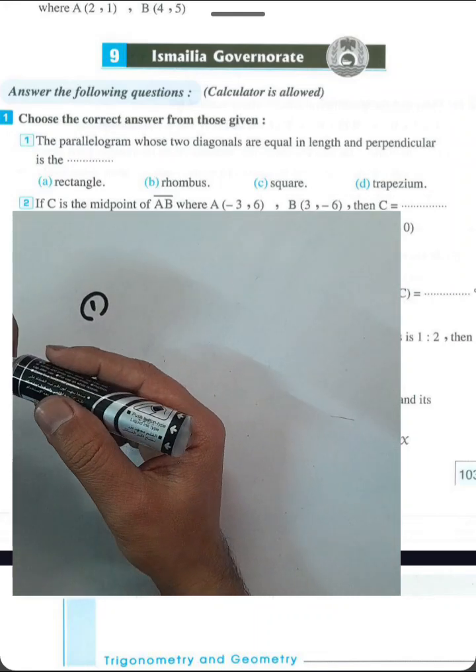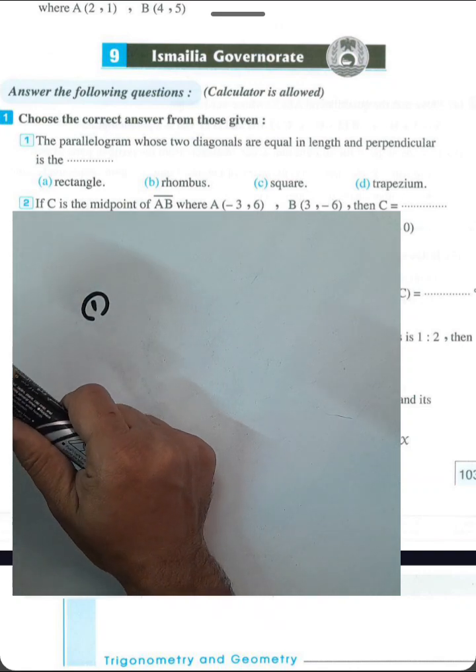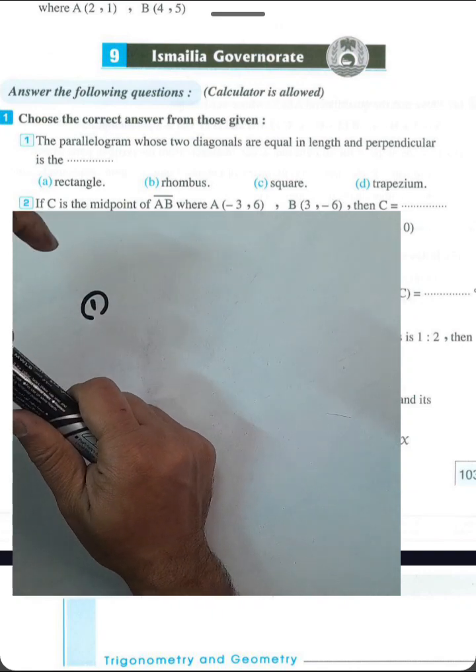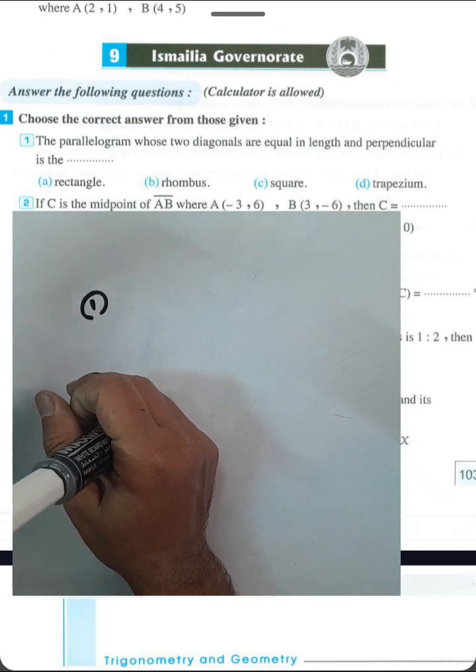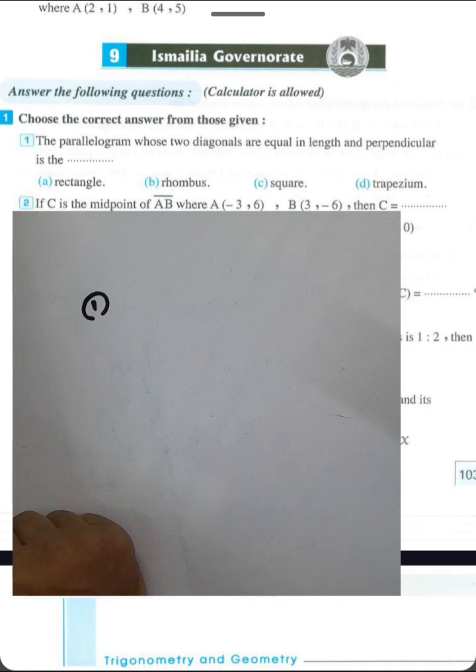Answer. Number 1, the parallelogram whose two diagonals are equal in length and perpendicular, we call it a square. In a square, the two diagonals are perpendicular and equal in length. But in a rhombus, the two diagonals are perpendicular only and bisect each other, not equal in length. In a rectangle, the two diagonals are equal in length, but not perpendicular. So we must choose letter C.